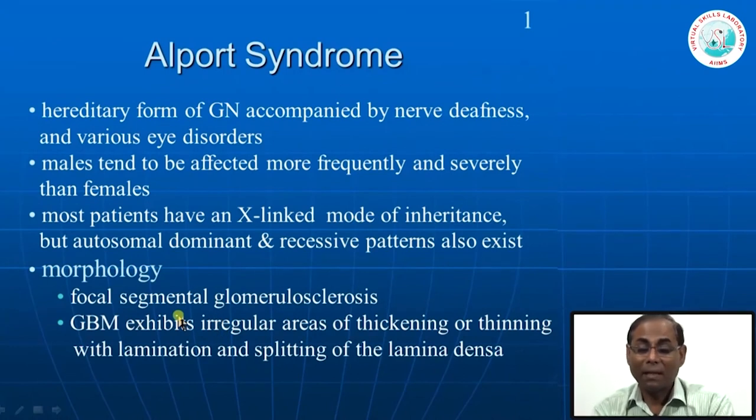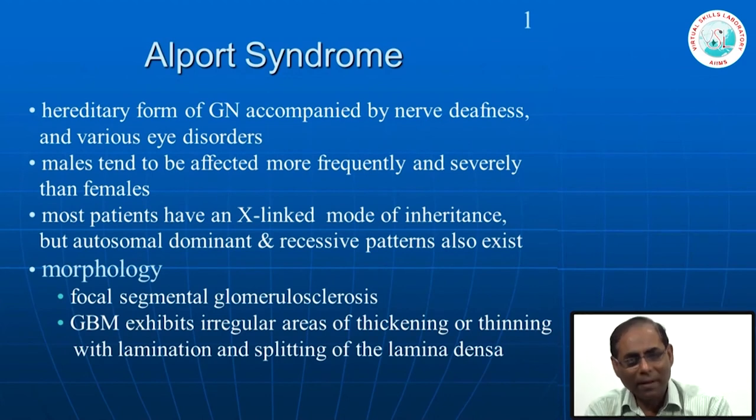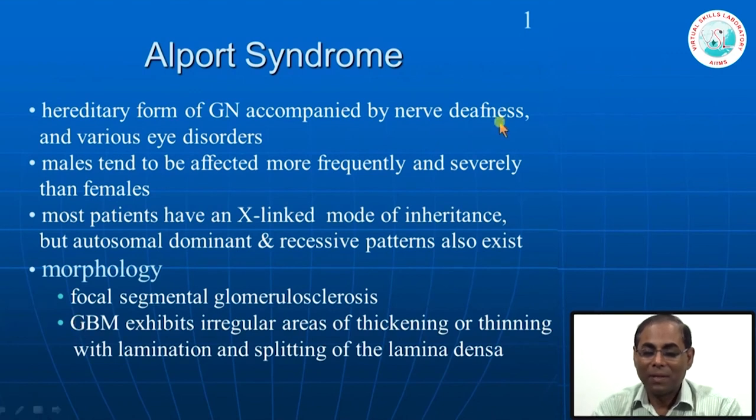After these, there are a few rare hereditary diseases which can also involve the glomeruli. I am just adding this because they are not very rare. You can see these kinds of children in the OPD. One of the important ones is Alport syndrome. This is a hereditary form of glomerulonephritis accompanied by nerve deafness and various eye disorders.